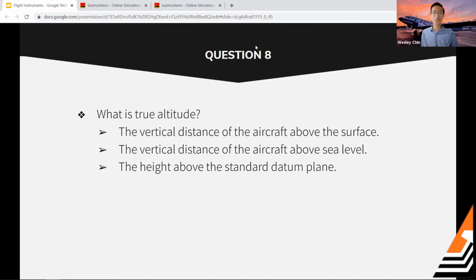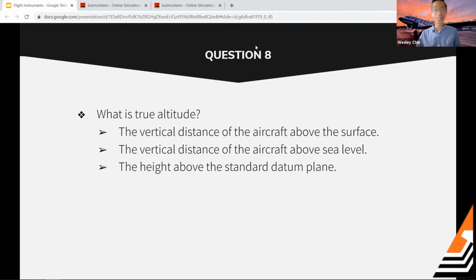There are 2 other definitions here, right? Bonus points: does anybody know what the other 2 definitions are for? How about the top one? Vertical distance of the aircraft above the surface. What's that one? AGL? I heard absolute altitude. That is correct.